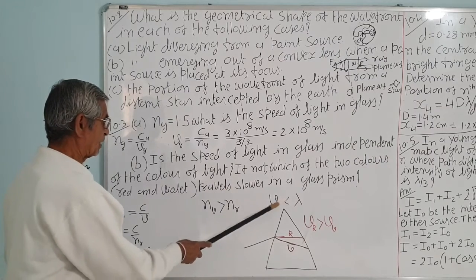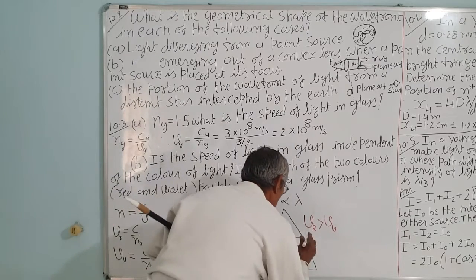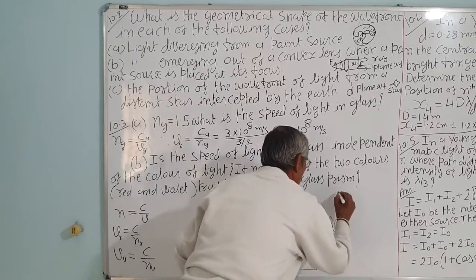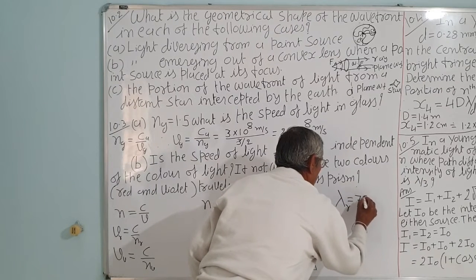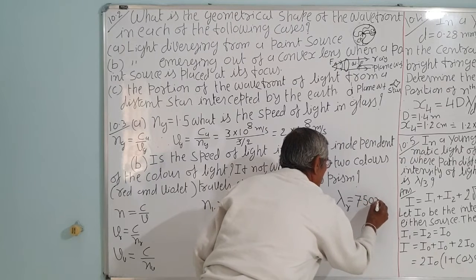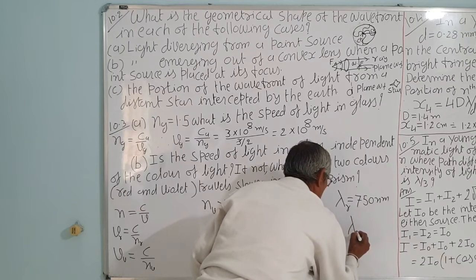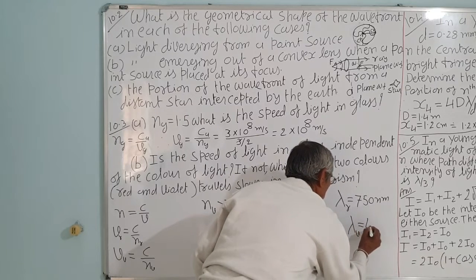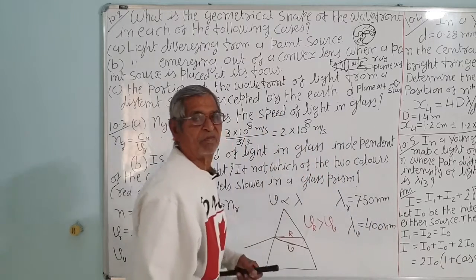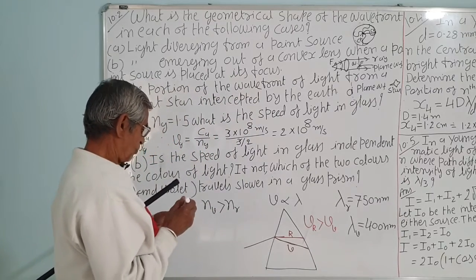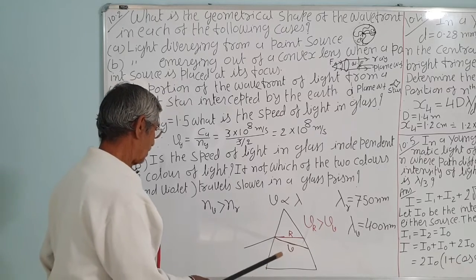Correct? Velocity is directly proportional to lambda. Lambda for red is about 750 nanometer, while lambda for violet, this is sometimes 800 also taken, is almost 400 nanometer, almost double you can say. So the velocity of red will be almost double than the velocity of violet color.